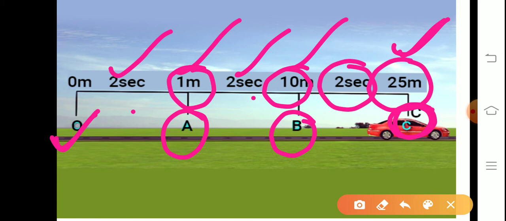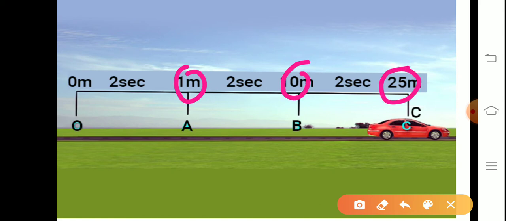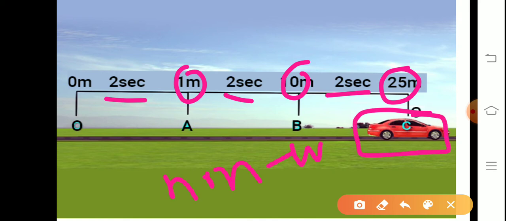Finally, we can define non-uniform motion: a body is said to be in non-uniform motion when it covers unequal distances in equal intervals of time. Here unequal distances but in equal intervals of time. So you can say this car is in non-uniform motion. A body is said to be in non-uniform motion when it covers unequal distances in equal intervals of time.